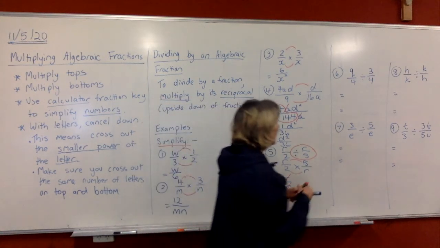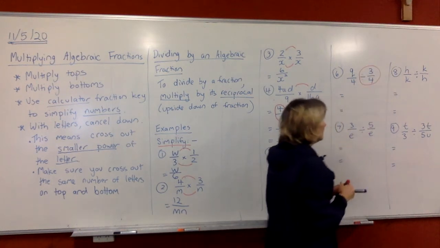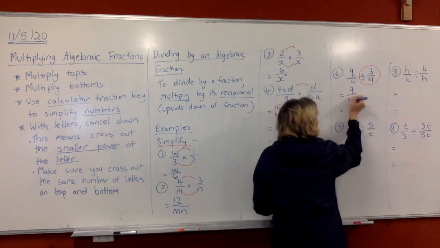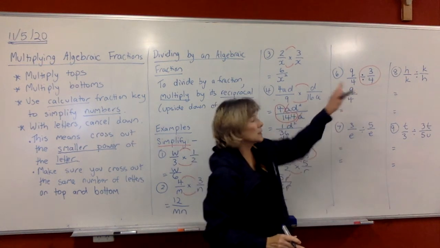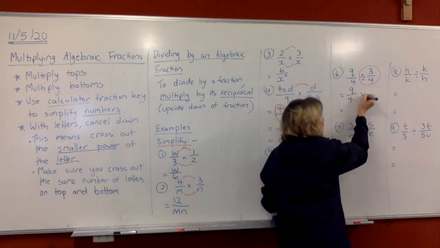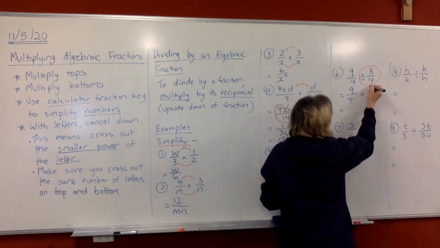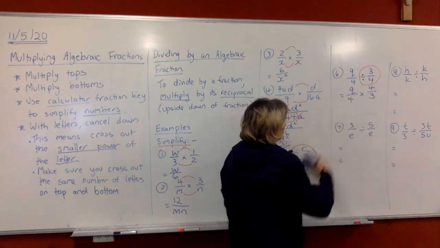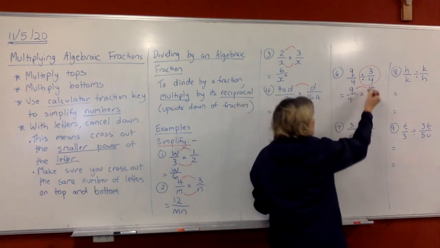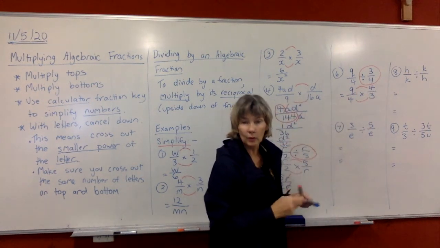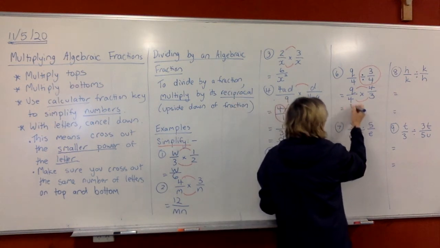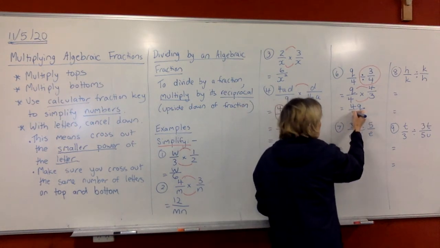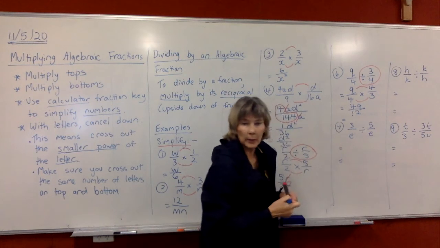Okay, in number 6, again, we are dividing by a fraction. So in the next line, we're going to leave the first thing alone, and then instead of dividing by 3/4, we're going to times by, upside down, 4/3. Now, we're going to multiply our tops and multiply our bottoms. Q times 4 is 4Q. 4 times 3 is 12.